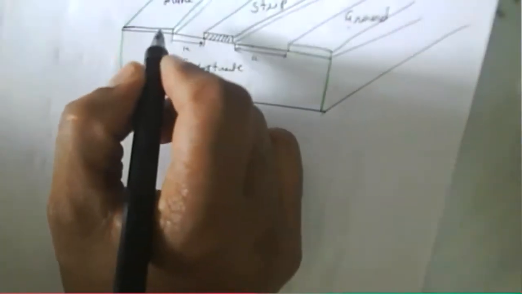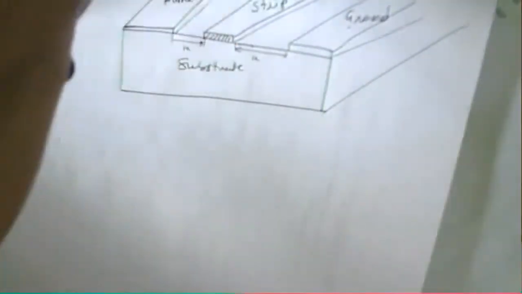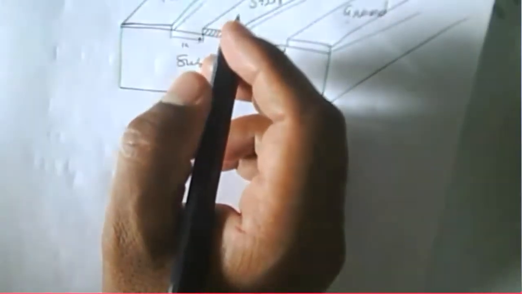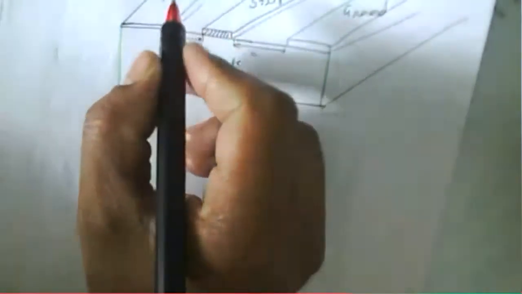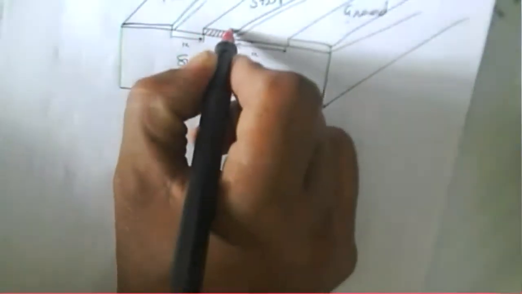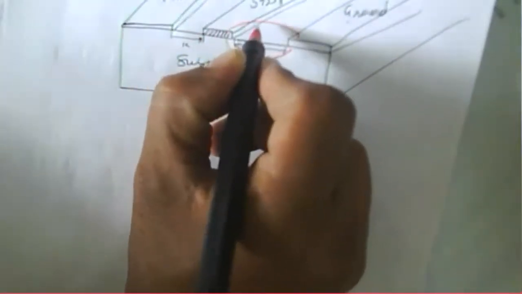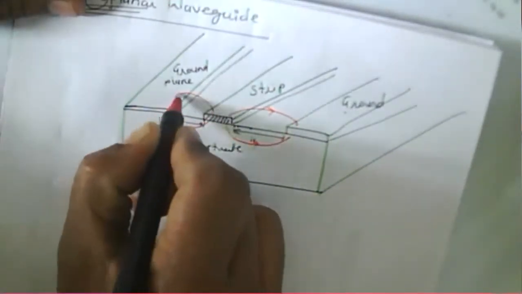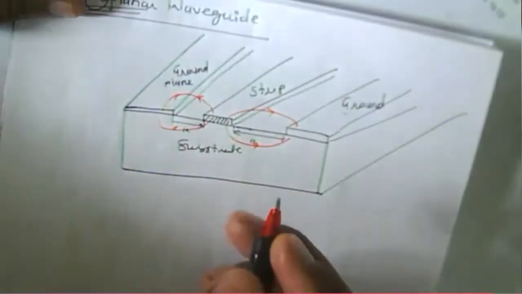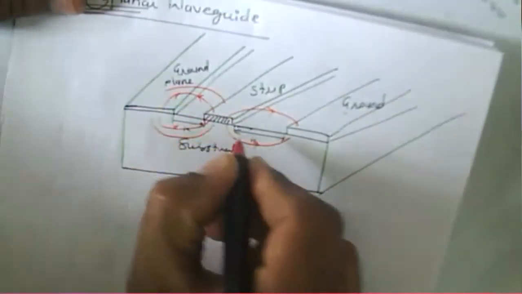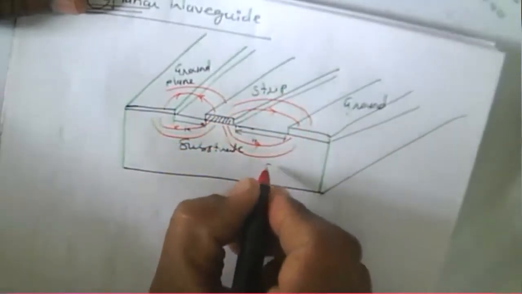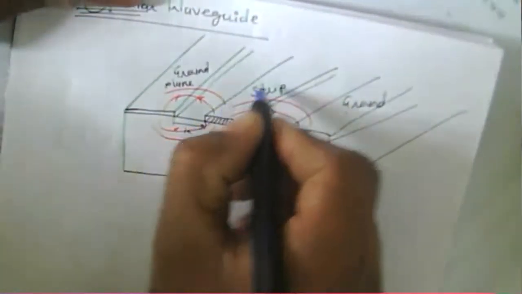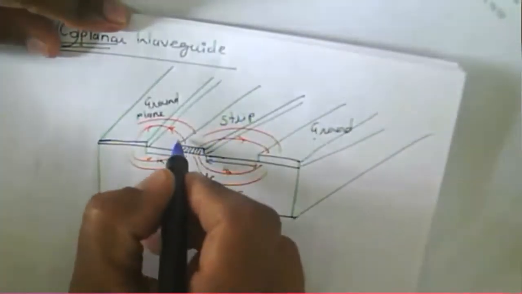Now, if you consider this particular coplanar waveguide, there will be an electric field distribution, the E field distribution. Likewise, we can say simply from this to this, from this to this, from the positive to the negative, and from positive to the negative. So this is your electric field distribution. Likewise, this is nothing but an electric field distribution.